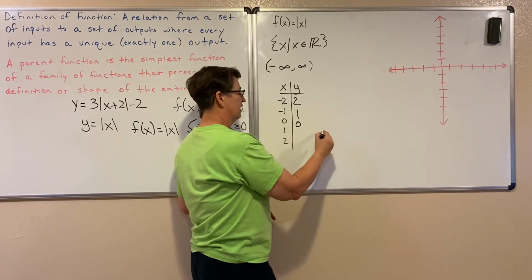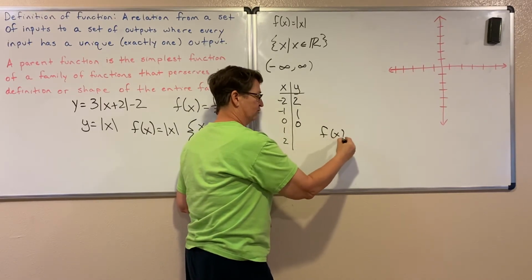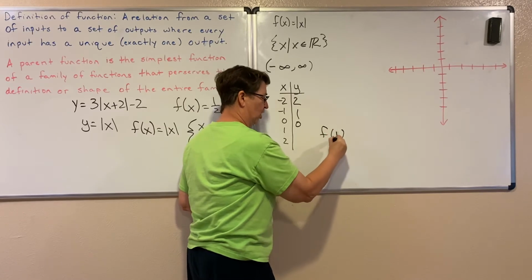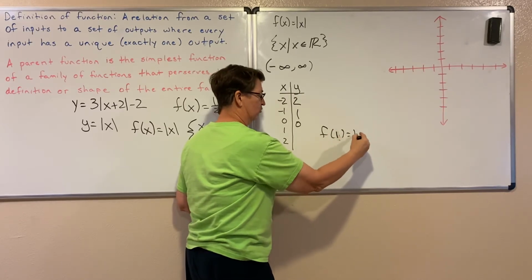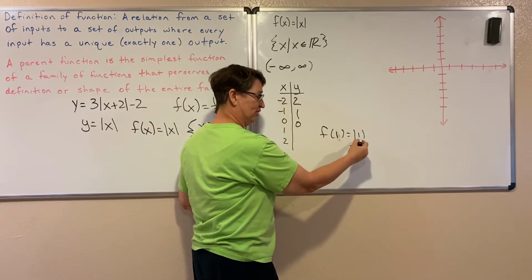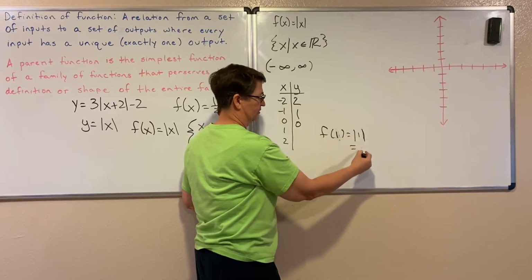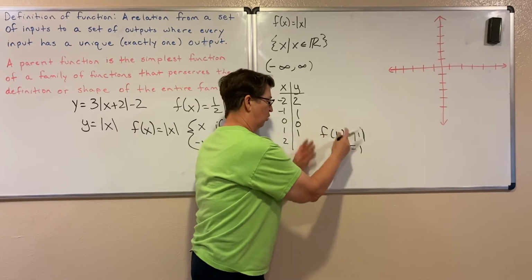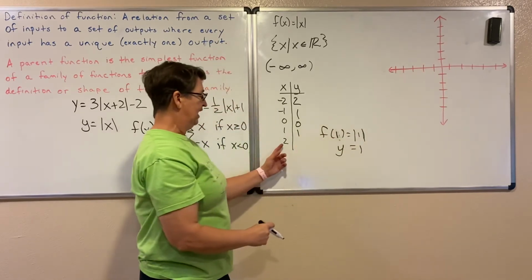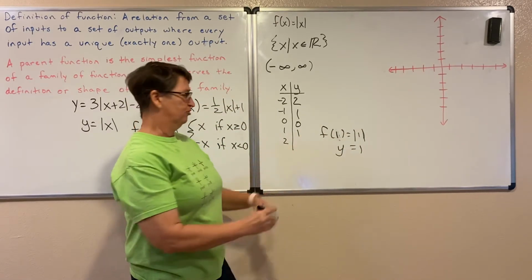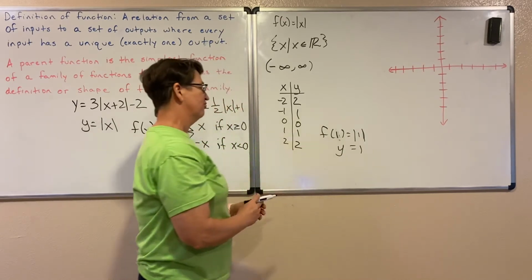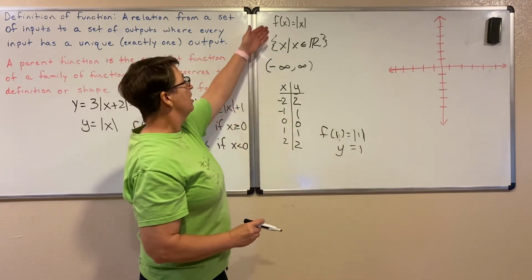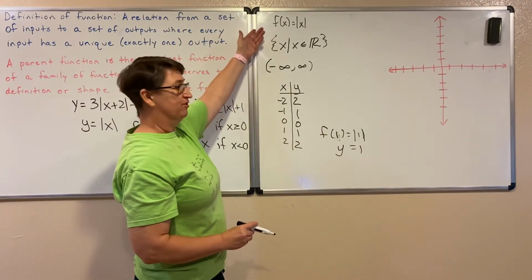If I put in 1 as my input, well, how far away is 1 from 0? 1 unit. So my y is equal to 1. And if I put in 2? 2. So now I can graph those 5 points that are on this parent function of the absolute value.